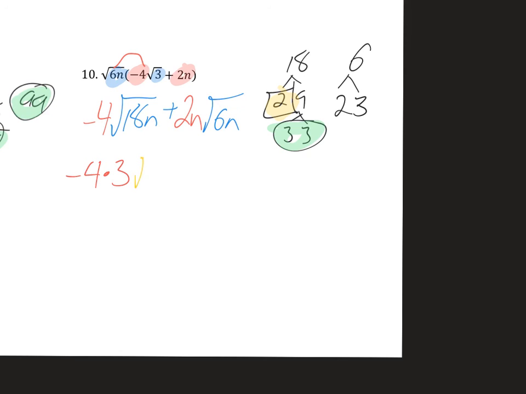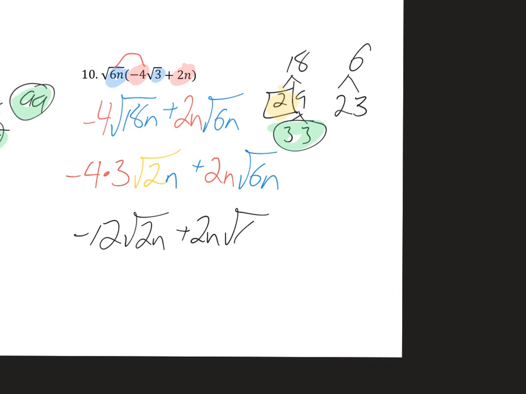So I have radical 2, and then the n that was from up above. Plus, and then I can't do anything to the 2n or the 6n, so 2n radical 6n. Let's go ahead and multiply this together. Negative 4 times 3, that's negative 12 radical 2n plus 2n radical 6n.